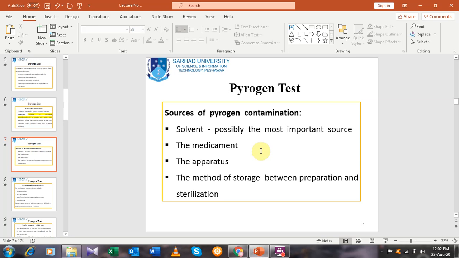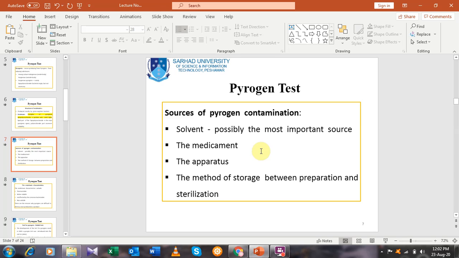The apparatus: if the apparatus is not properly sterilized, the apparatus or equipment or the machine that is used gets entry of contamination of pyrogen nature, and that becomes a source of the pyrogen.